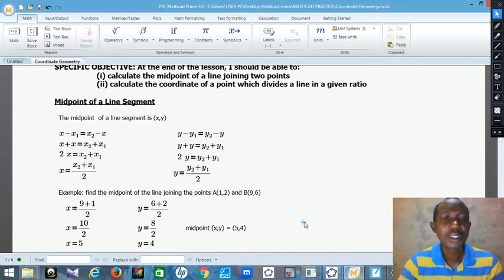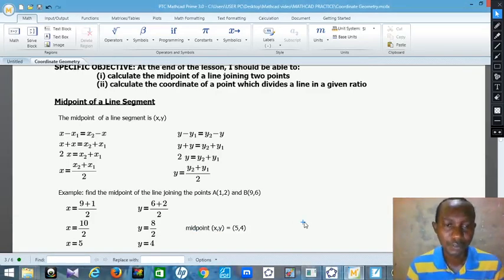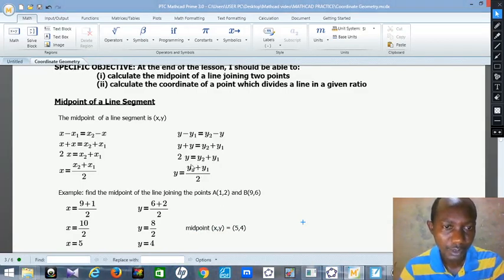So that is all in midpoint of a line segment. It's not more difficult than this. It's very easy. Just take note of these two equations and you are done with that. It can never be more difficult than this. It's very easy and simple.